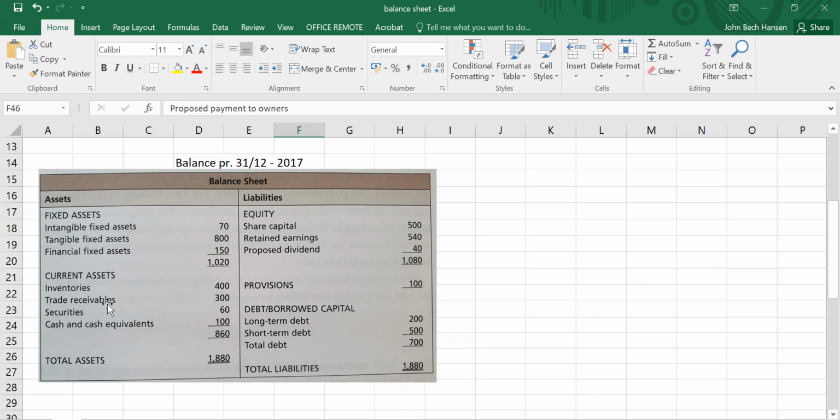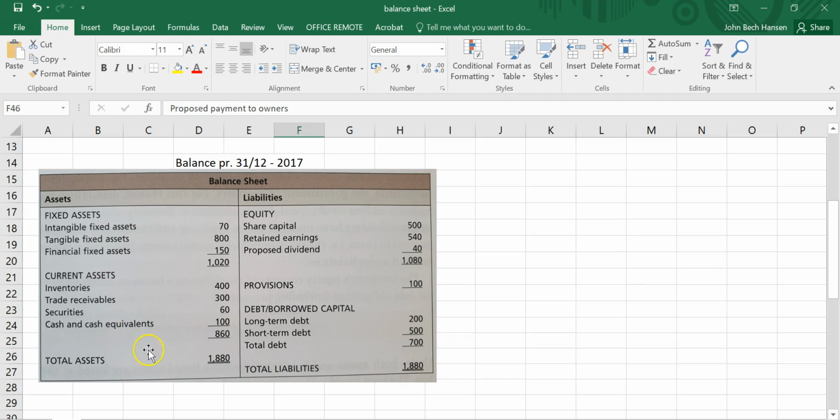So all current assets is something that we will sell or change into cash, or already is cash. Cash is a current asset. And fixed assets are assets meant to be in the company. And we can ask, what is the book value of the company here? Well, all the values in the company is 1,880.